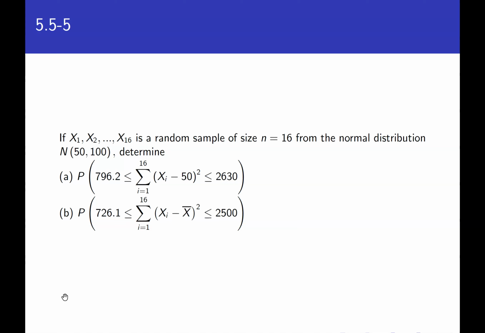The first one asks for the probability that the sum of the squares of each X_i minus 50, which is the population mean, summed from 1 to 16, is between those two numbers that you were given. Part B looks similar, but rather than doing the deviations from the population mean, you're doing the deviations from the sample mean, so the sum of (X_i minus X bar) squared. Let's compare how these two parts are different and yet similar.